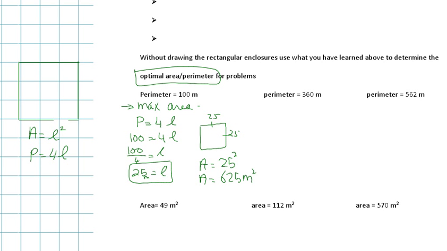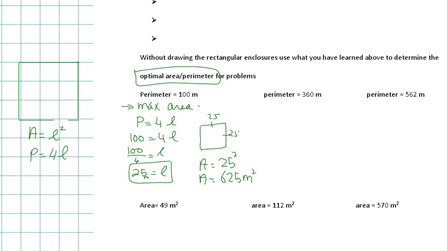So the important part is, number one, to understand that the question is asking you to optimize, which means it's asking you to use the square shape. The second important thing is, because the perimeter is given to me, I'm going to have to start with the perimeter formula to solve for my side, and then I'm going to use the side to find the area.